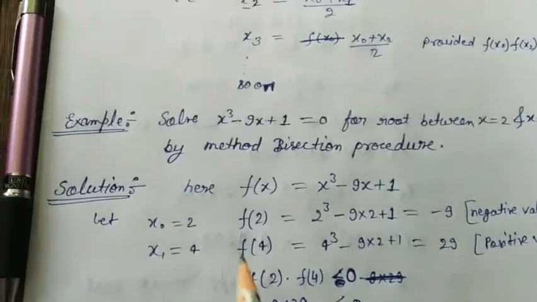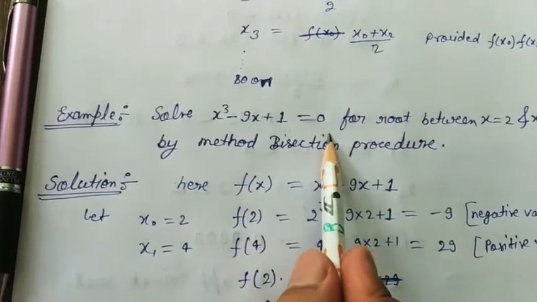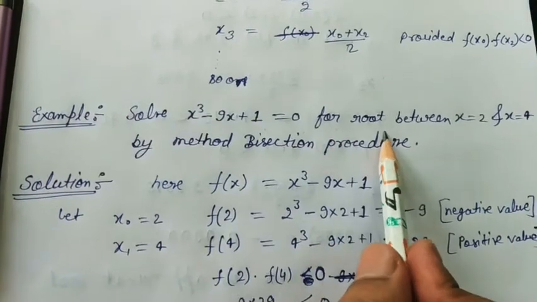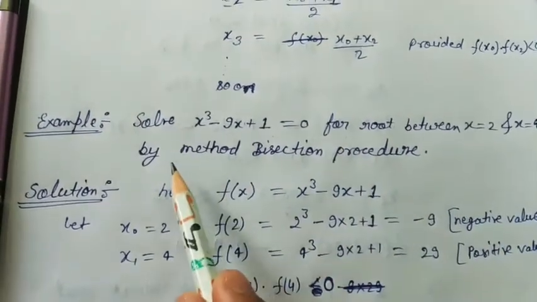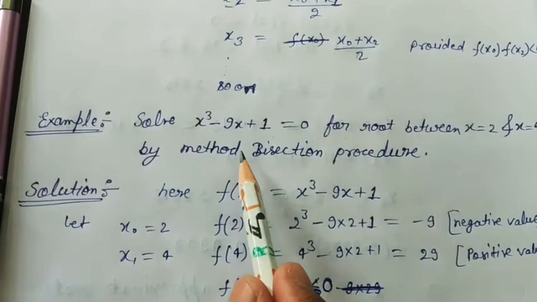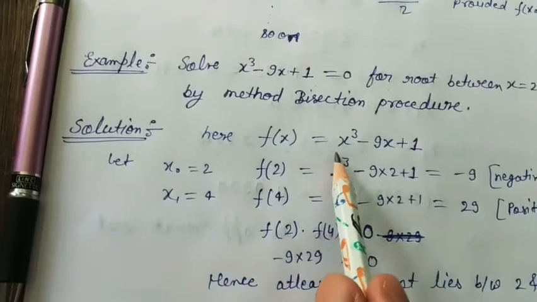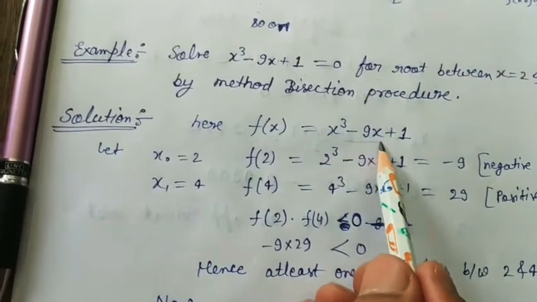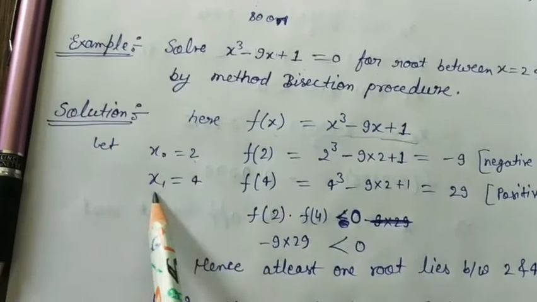The example is: solve x cube minus 9x plus 1 equal to 0 for a root between x = 2 and x = 4 by the method of bisection. Here f(x) is equal to x cube minus 9x plus 1, and let x0 equal to 2 and x1 is equal to 4.